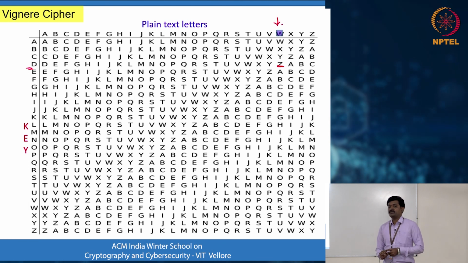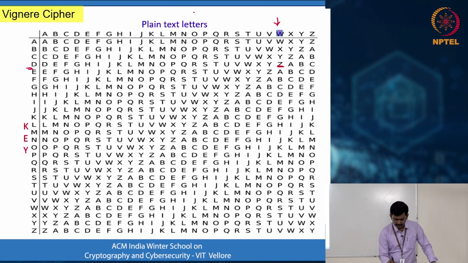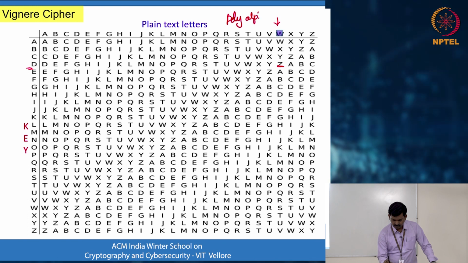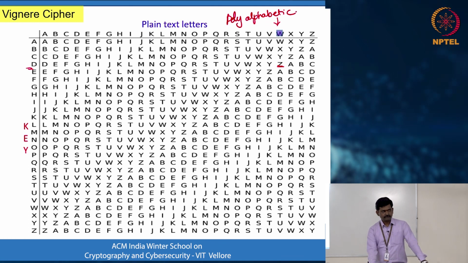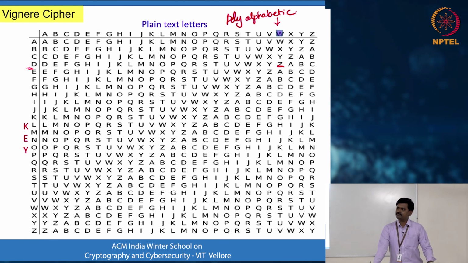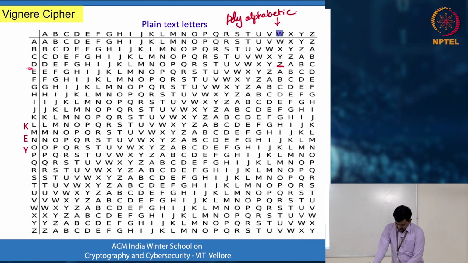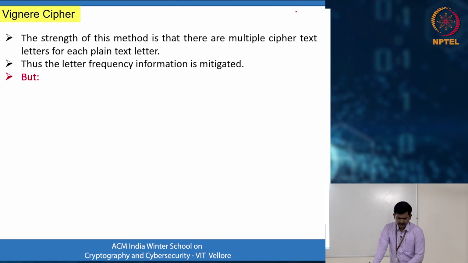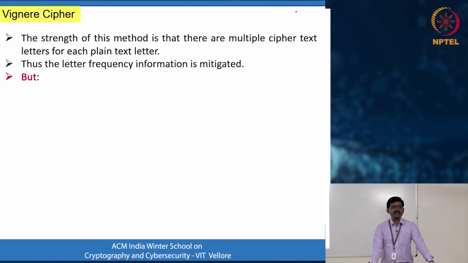Okay. So with this, what are we able to achieve? Number one, we are able to achieve a polyalphabetic cipher. No more one-to-one relationships. So your keyword is taken care of, bringing in the key. So to a maximum extent, it could mitigate the letter frequency problem.